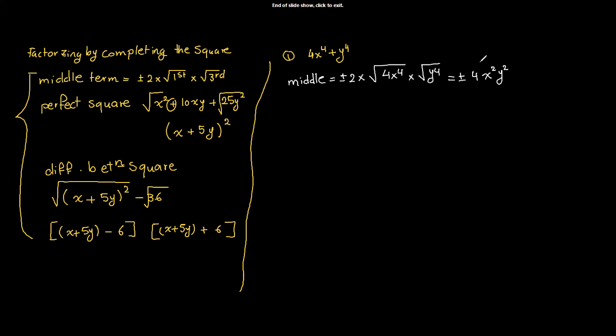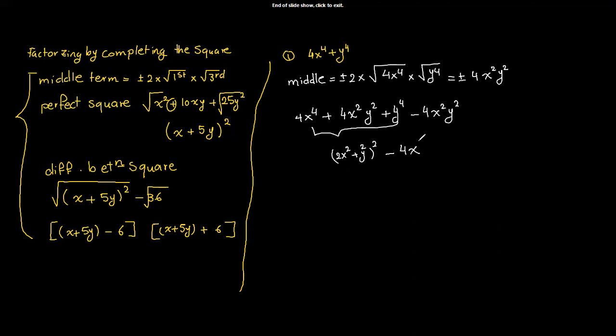Then we put both terms in this expression: 4x to the power 4 plus 4x to the power 2 y to the power 2 plus y to the power 4 minus 4x to the power 2 y to the power 2. So this expression gives the perfect square: (2x to the power 2 plus y to the power 2) all to the power 2 minus 4x to the power 2 y to the power 2. So this will be the difference between two squares.